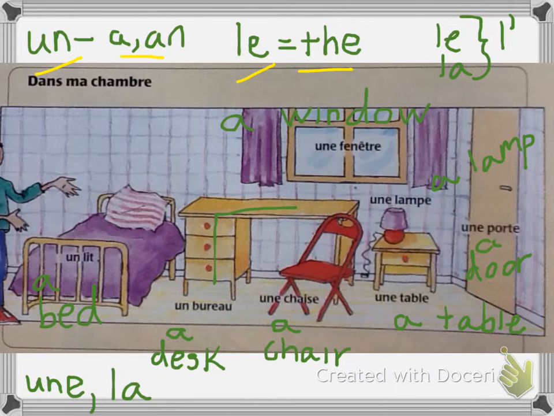So, s'il vous plaît, répétez. Un lit, un bureau, une chaise, une table, une porte, une lampe, une fenêtre. So again, this is vocabulary related to things that you might have in your bedroom.